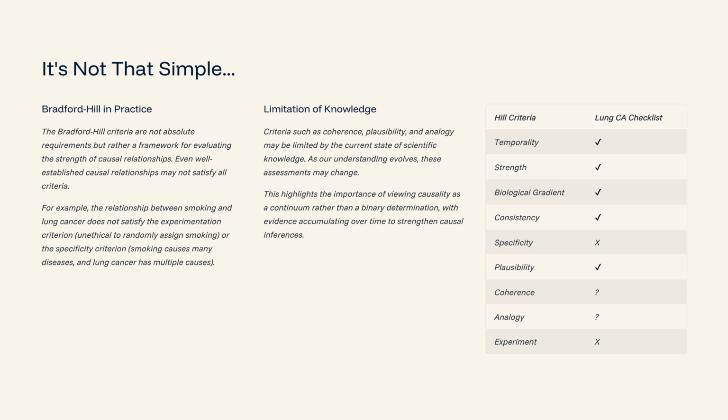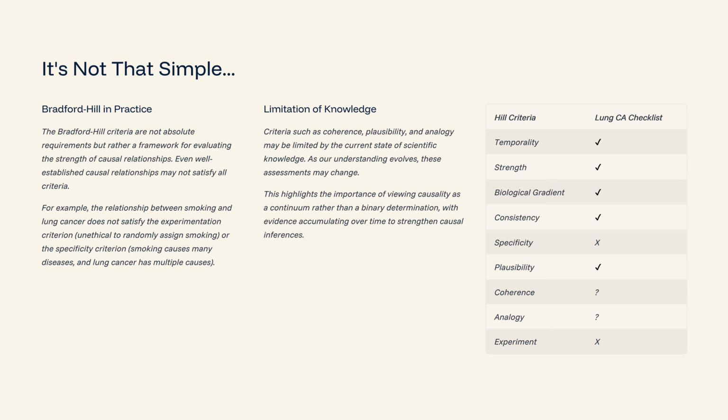And this is due to limitations in knowledge. Sometimes we don't know. Sometimes we can't understand coherence, plausibility, or analogy based on our current scientific knowledge. Okay, so we need to view causality on a continuum, meaning some things are somewhat causal, probably, and some things we can say with fairly high degrees of confidence that they're causal.